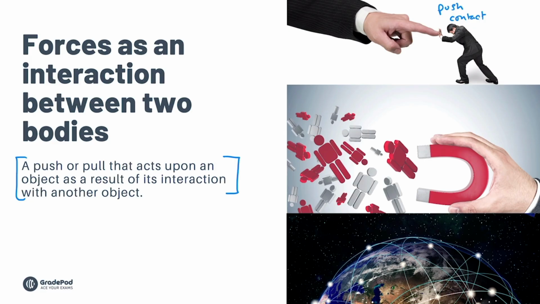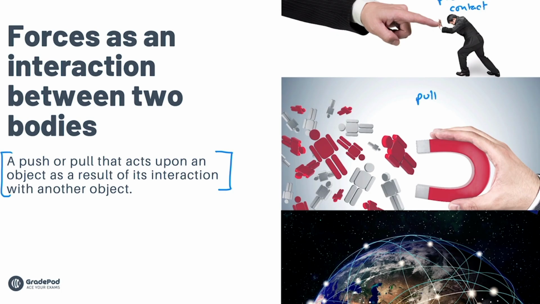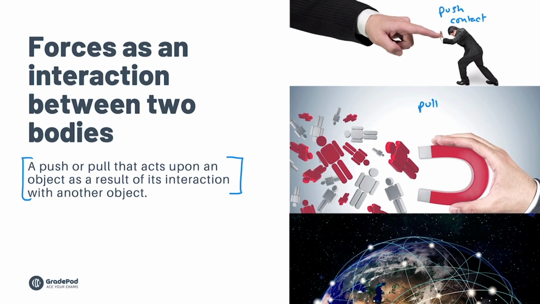Let's look at the magnet below. There's a pull going on here. So it's a push or a pull. And there are 2 objects interacting with each other. Yep, that's good. In this case, it's non-contact, and we'll discuss what that means later.